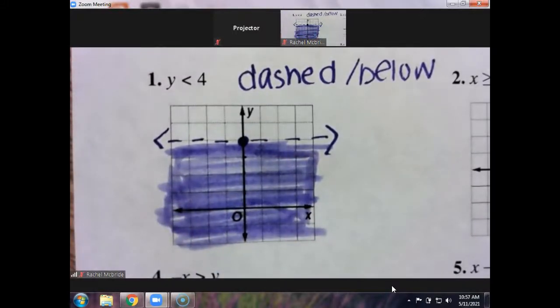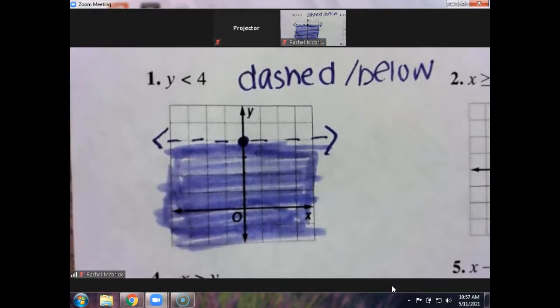All right, let's do one thing more beyond that. The shading gives us a solution region. The shading gives me a solution region. So I'm going to pick a point, and I want you to tell me if it is a solution or is not a solution. So Madison, 0, 0, solution, yes or no? Yes. Why? Because it's in the shading.